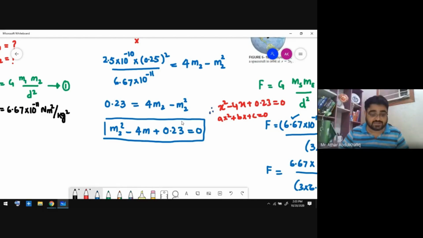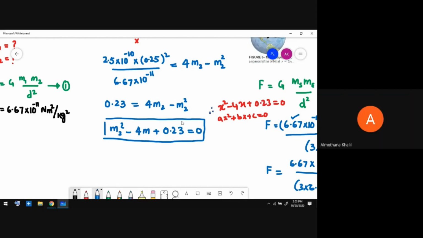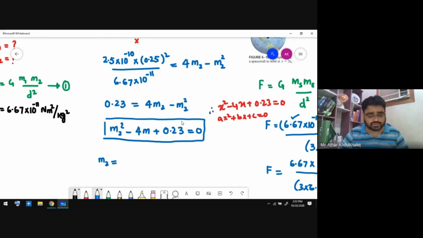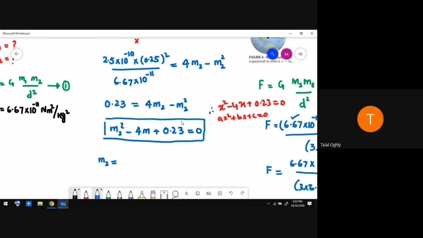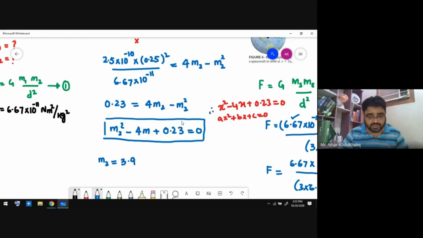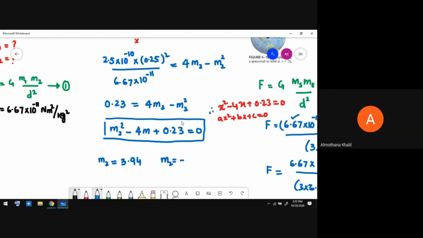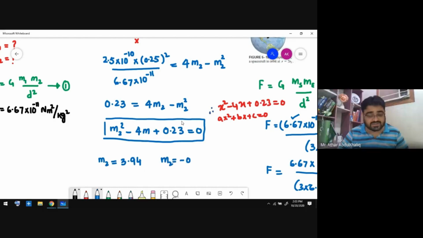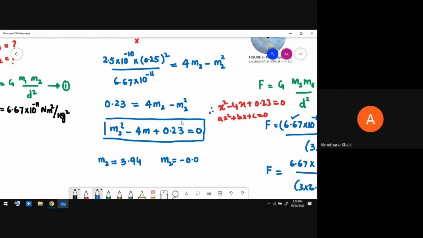So what is your answer? Two answers we have. One is positive and one is also positive. Okay, just tell me both. First one is 3.94, and second one is 0.06. Both are positive.